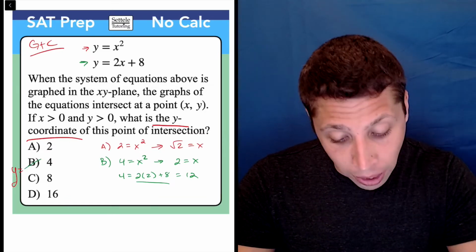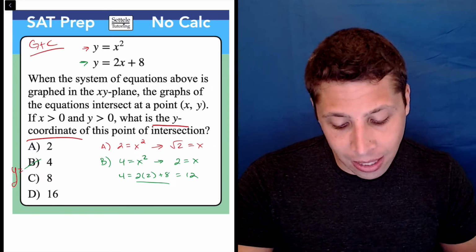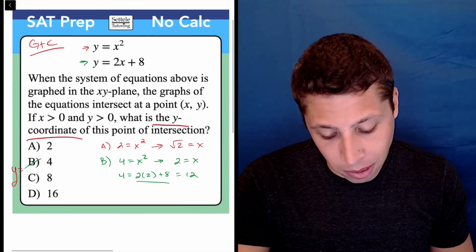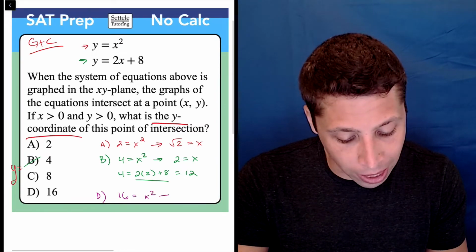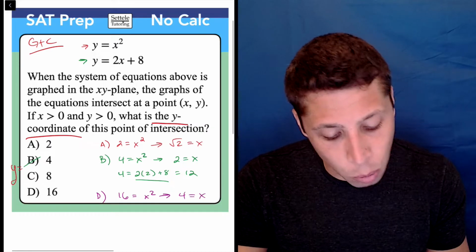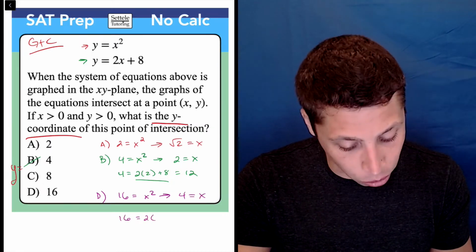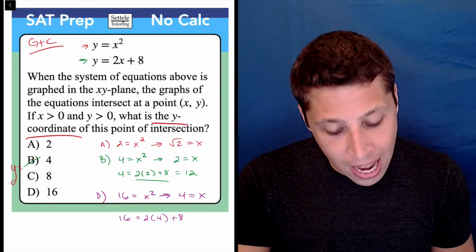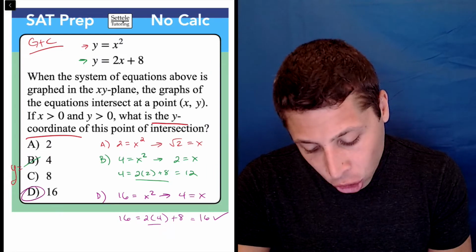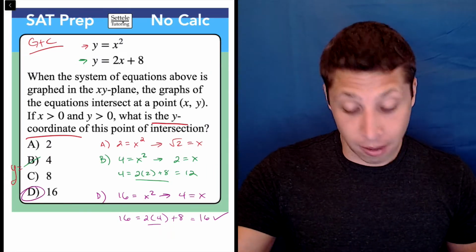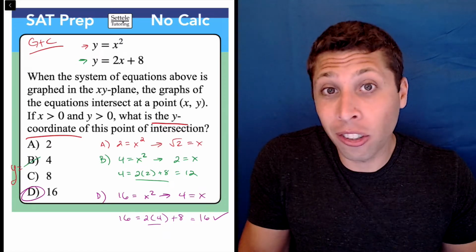So if I keep going, I'll notice that choice C is going to give me a similar problem as choice A. It's going to give me a weird radical that I don't want to deal with. So I would skip right ahead to choice D and hope for the best here. 16 is equal to x squared. That means x is equal to 4. And then if I plug that into the other equation, 16 is equal to 2 times 4 plus 8. And that is true. 2 times 4 is 8 plus 8 is 16. Check. Done.